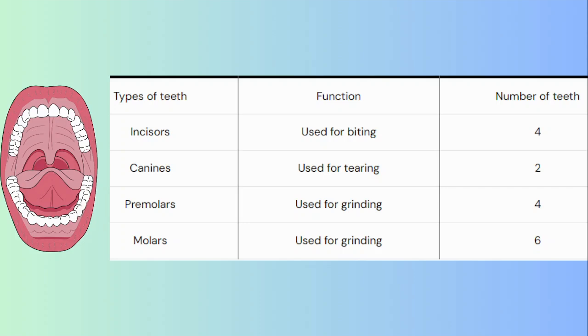Then we have premolars and molars, which are used for grinding food. Premolars are eight and molars are twelve, so there are 32 teeth in total in an adult. In a lifetime we get two sets of teeth. One is milk teeth, which shed, and then we get the permanent teeth, that is 32 teeth. If we shed these permanent teeth also, we don't get any more teeth.